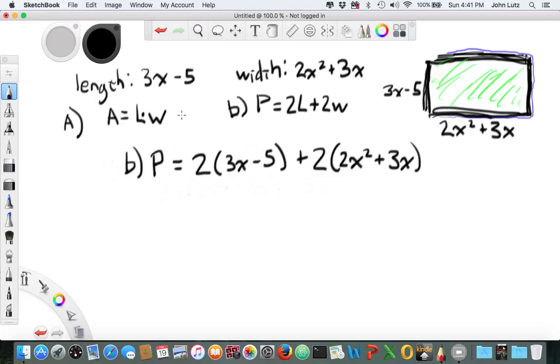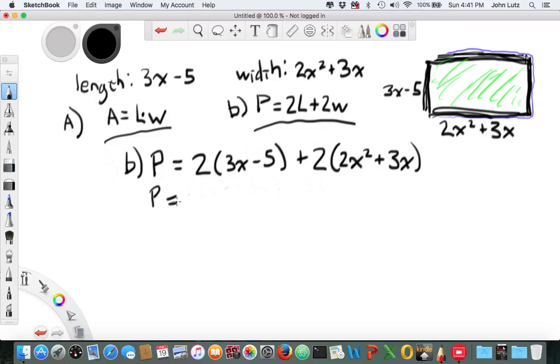Hey y'all, memorize this. Area of a rectangle, length times width. It's just 2 things. You multiply one thing by the other thing. Memorize that. Perimeter equals 2 times the length plus 2 times the width. Any rectangle. Memorize, memorize, memorize. But I digress. All right, let's get back to this.